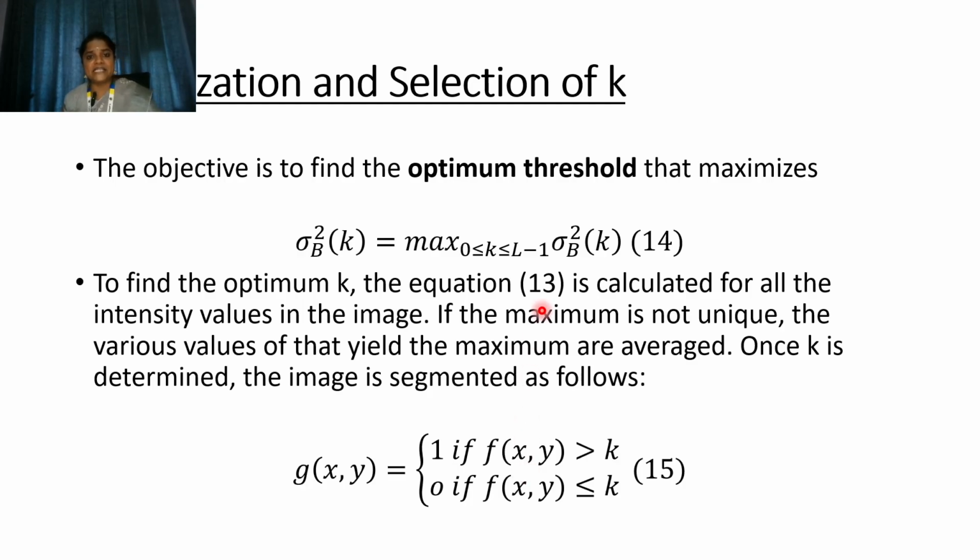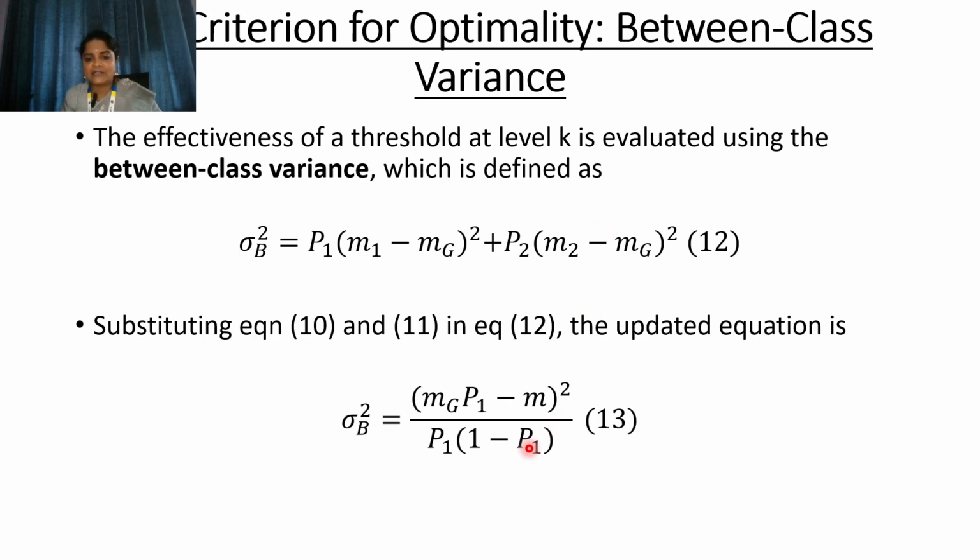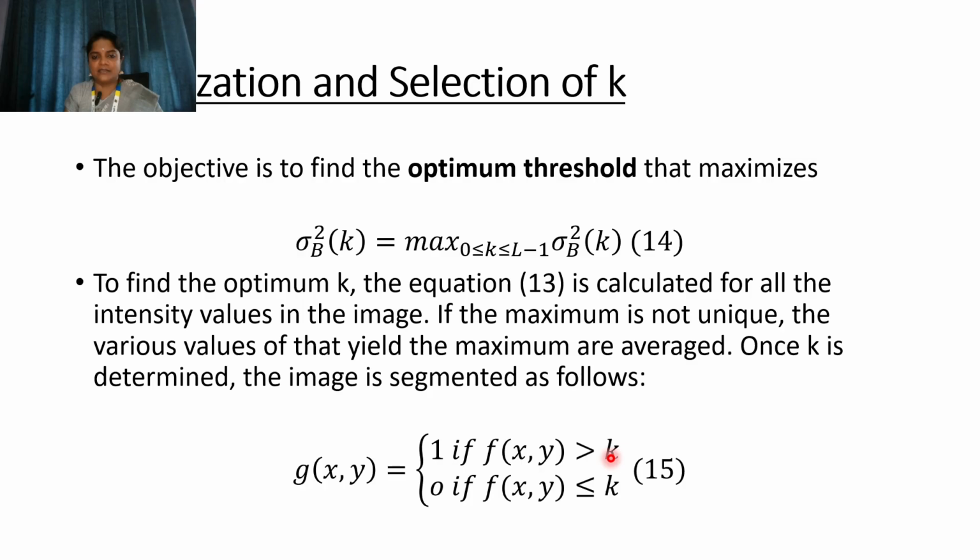Next, the optimization and selection of the optimum threshold. So the objective here is to find the optimum threshold that maximizes the equation. So sigma b squared is going to be the maximum of sigma b square of k. So now we are going to find the optimum threshold k. So how do we do that? We first go for calculating equation 13. We are calculating the between class variance from equation 13.